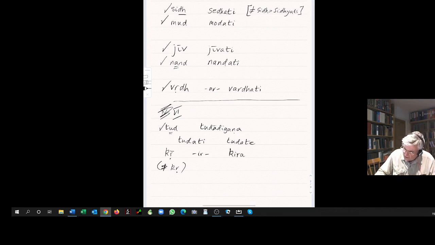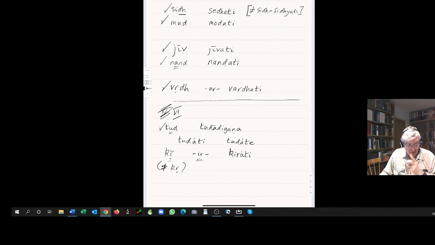I'll put this stress mark here, not that we use it in Sanskrit, but it will help you to understand why. Tudati, to push, kirati. So there we are. When I said there's no modification, the ṛ does become an ir, because you can't have a ṛ followed directly by a vowel. Normally it would become krati, but the little i comes in, kirati. So that explains why you get a difference between, for example, mud, modati, but tud, tudati.